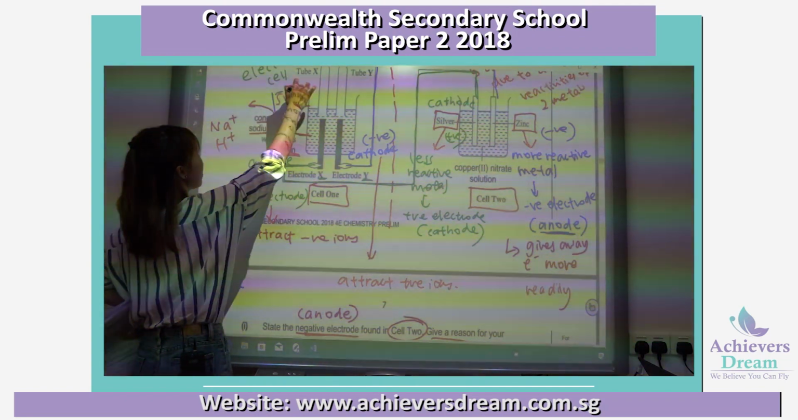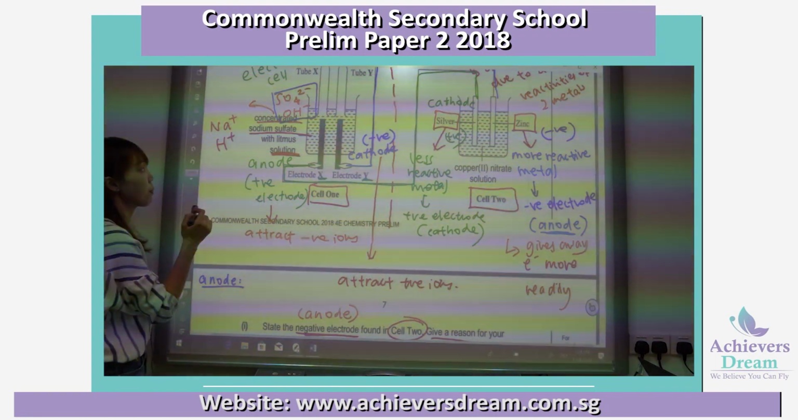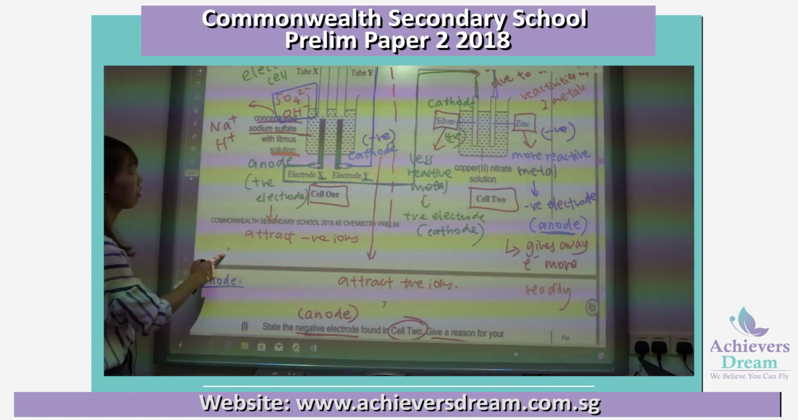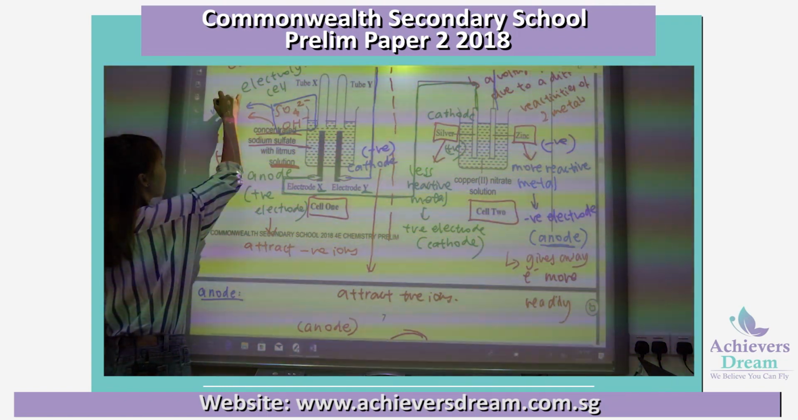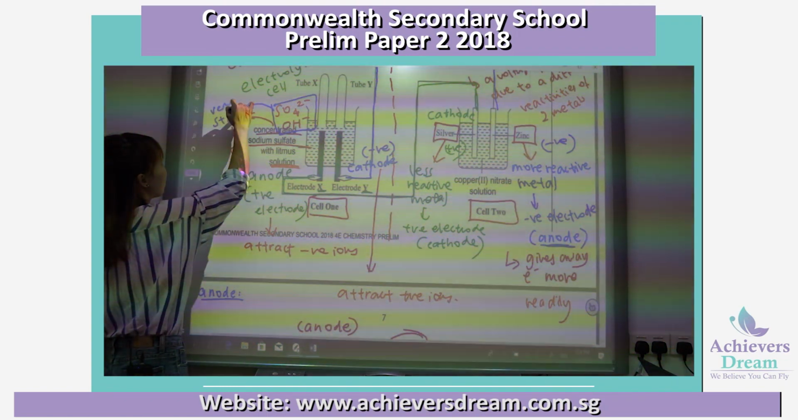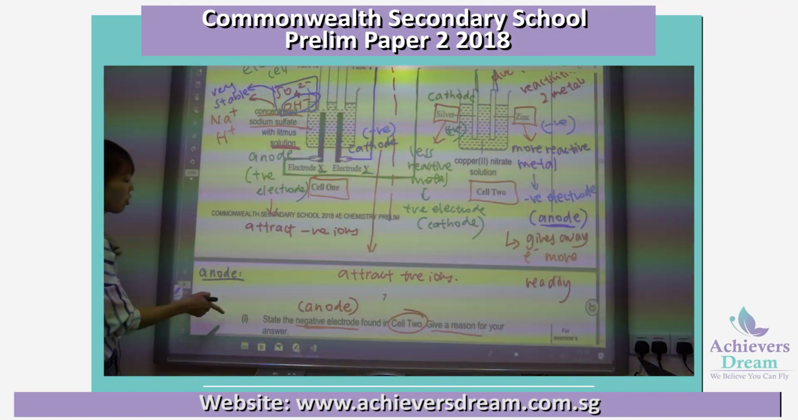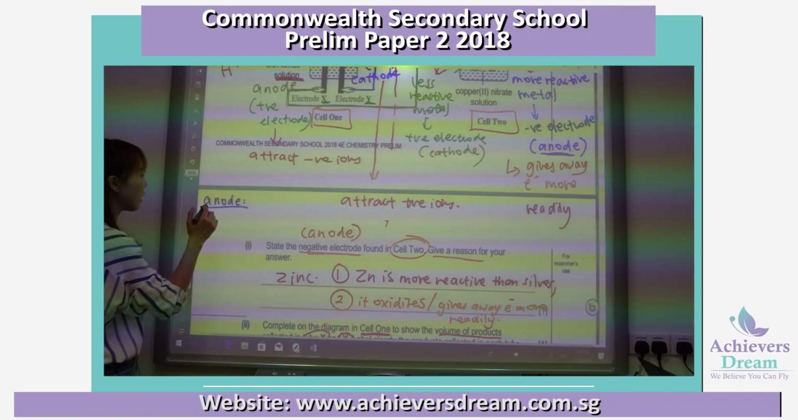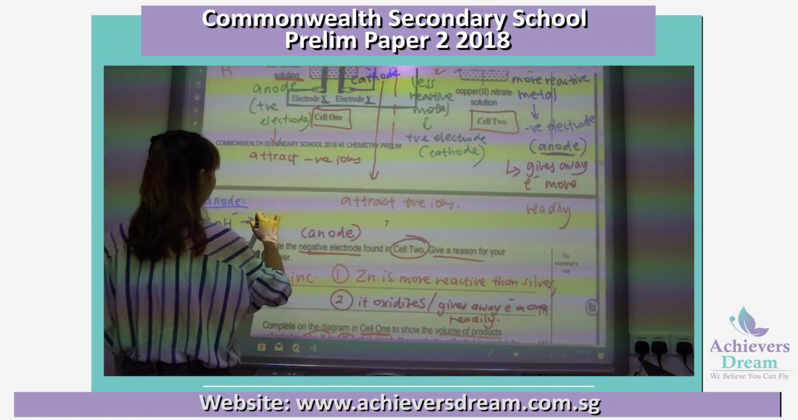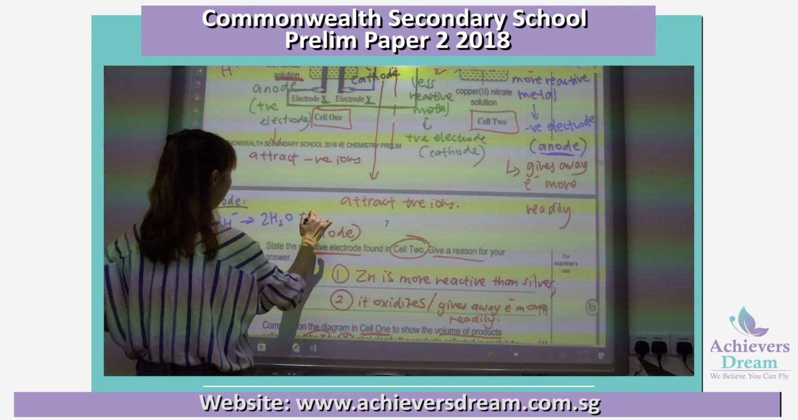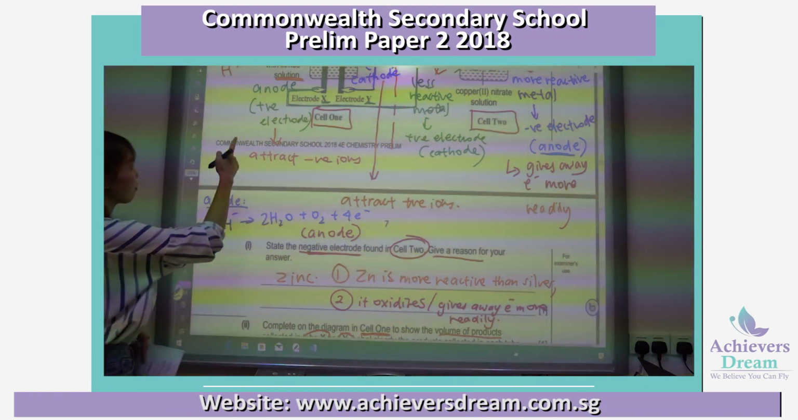So I zoom into this, SO4 2- and OH minus. Which is the negative ion that is preferentially discharged at the anode? SO4 2- will never be discharged because it is very stable. So OH minus will be the ion that is preferentially discharged. So we write down the half equation. 4OH minus will form... okay, this is the half equation for your anode.